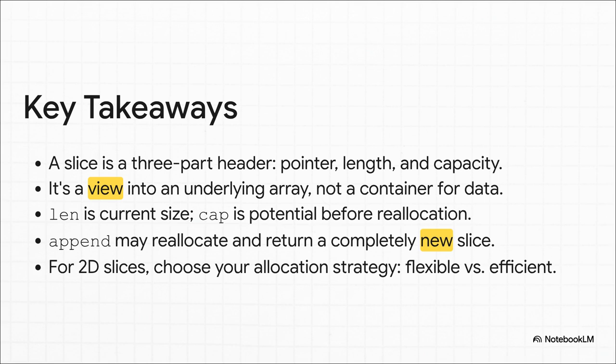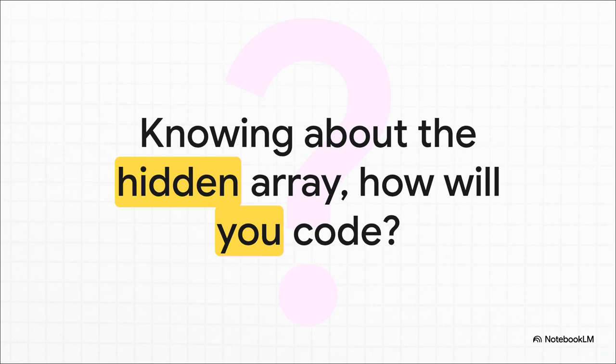Mastering these concepts is really the line between writing Go code that just works and writing Go code that is truly efficient and professional. So, the final question is for you. This isn't just theory, right? Understanding that hidden array changes everything. It impacts performance, memory, and it can help you avoid some really nasty, subtle bugs. So now that you can see it, now that you know it's there, how are you going to build your Go programs differently? Thanks for tuning in.